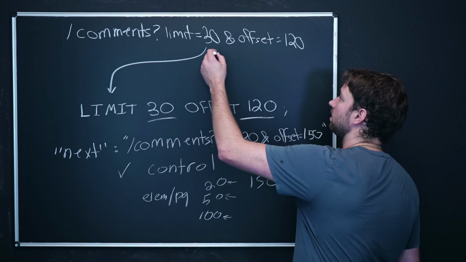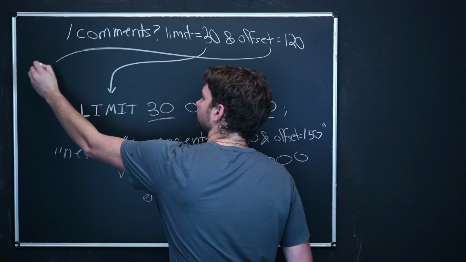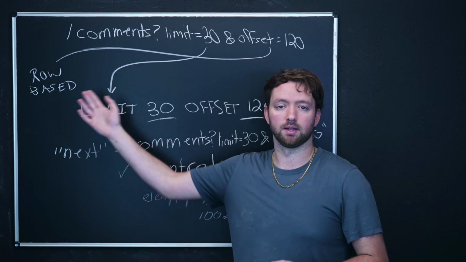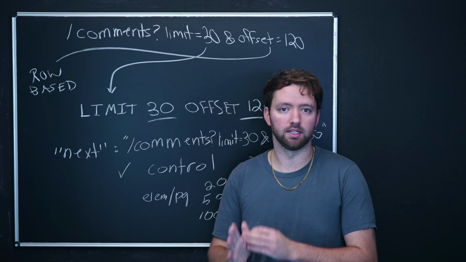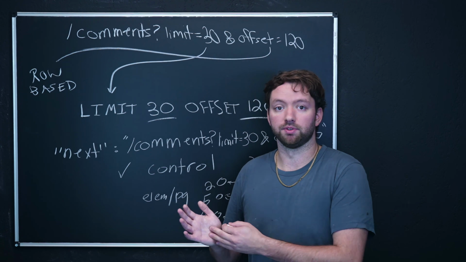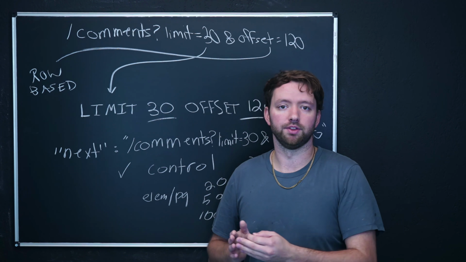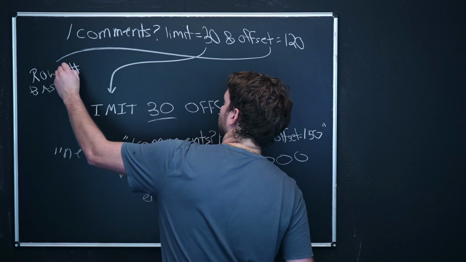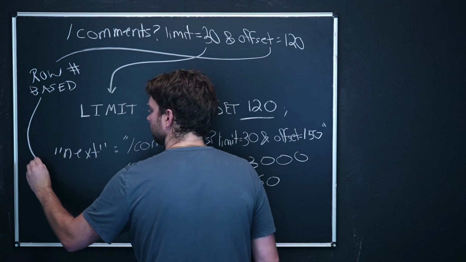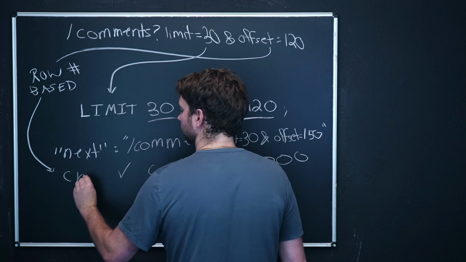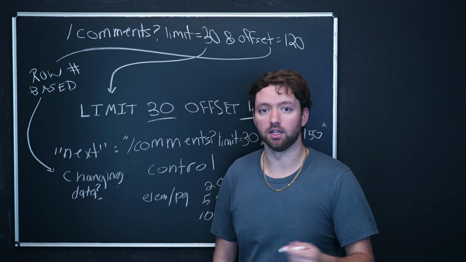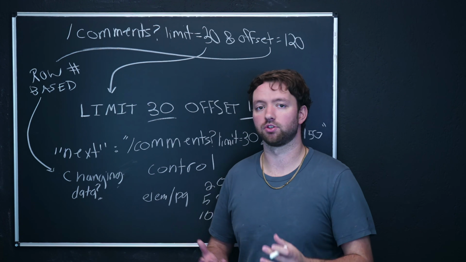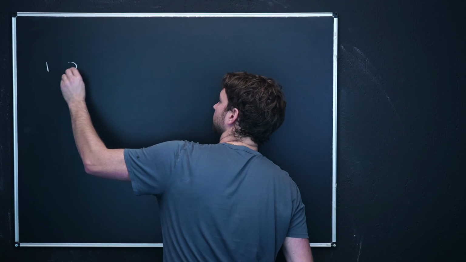Well, the big one is that this offset is row-based. It has no concept of the data or which element it is at. It's just a number that represents how far off we are from the start of that data set. So I should say something like row number based. What this means is if the data changes as you are navigating through the pages, you could get gaps or repeating values that show up. Let's just show a very simple example of this.